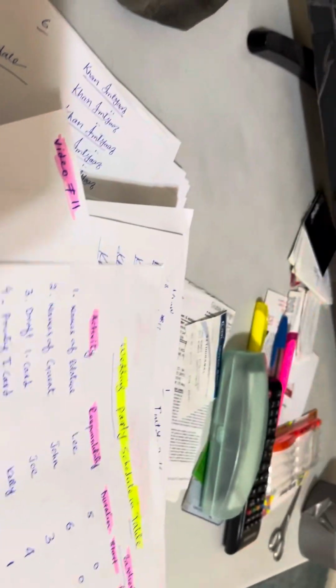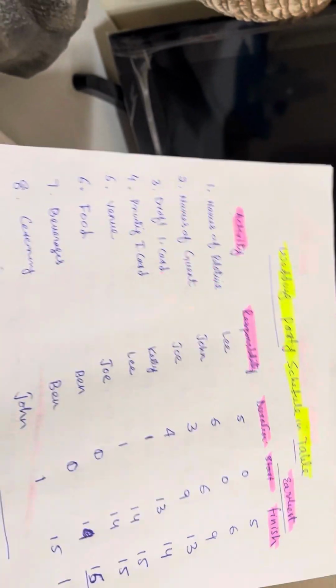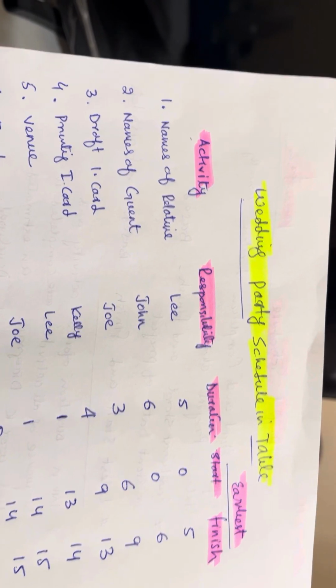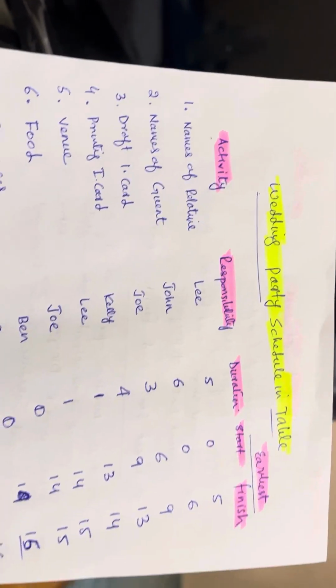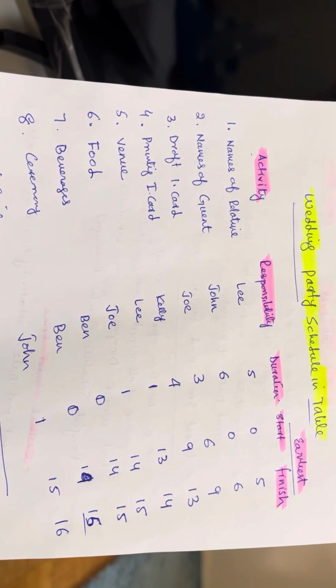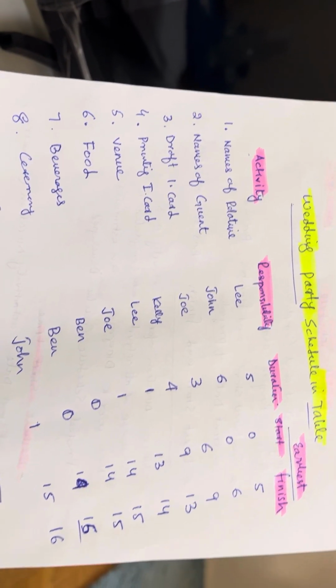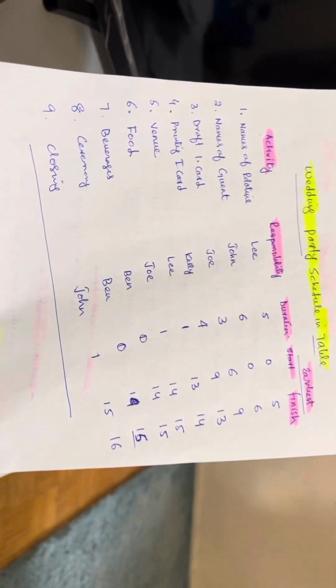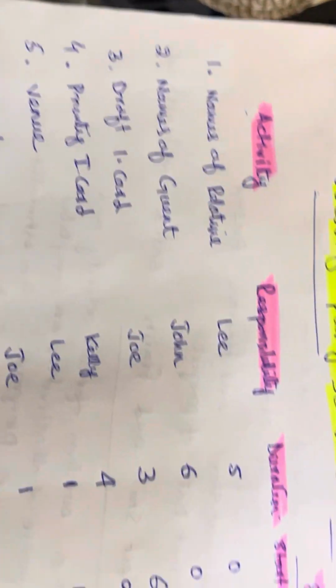So I think this will work. Remember in the last video, I did the wedding ceremony party schedule, if you remember. Then we divide the whole activity of that wedding ceremony in the network diagram, and then let's say we put activity and responsibility in the table, then duration, then start and finish, earliest start and finish.